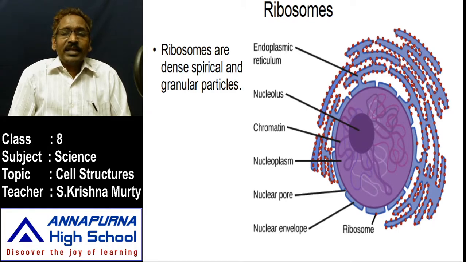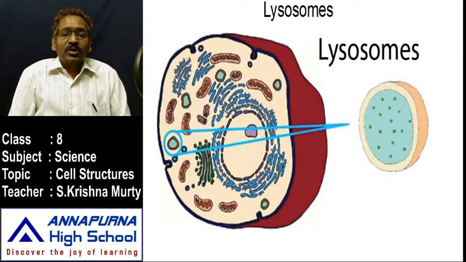The next one is lysosomes. What are these? Ribosomes, lysosomes, all are the organelles present inside the cytoplasm. Lysosomes, you know very well, secrete lysozyme enzyme. The blue colored dot-like portions in the cell are lysosomes. Do you know the major function of the lysosomes?